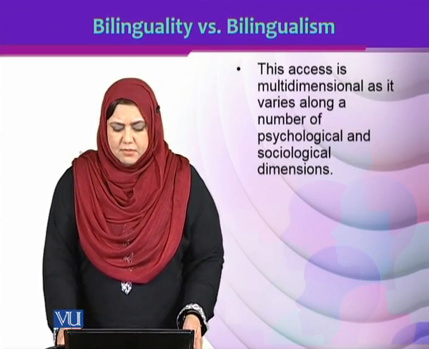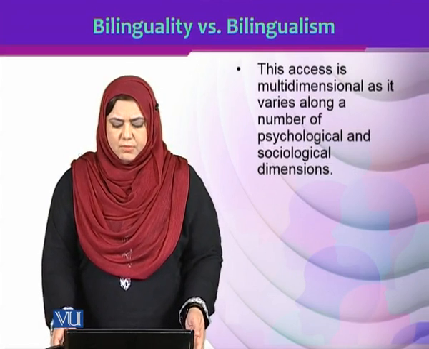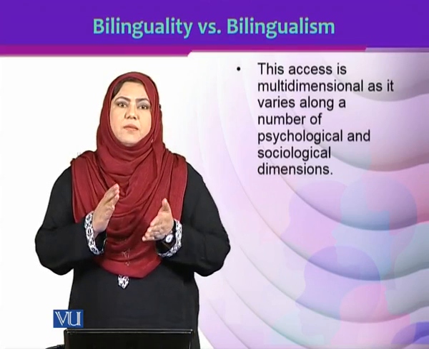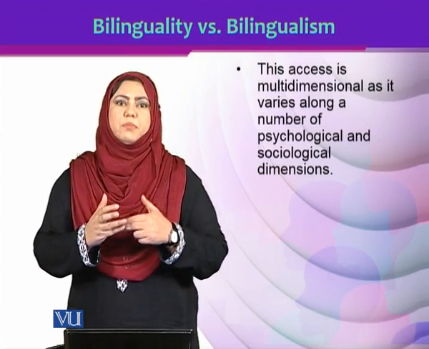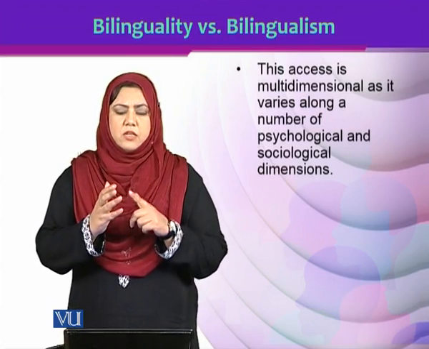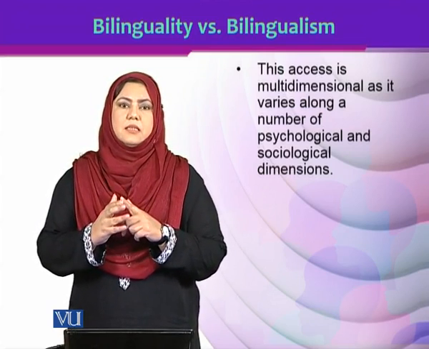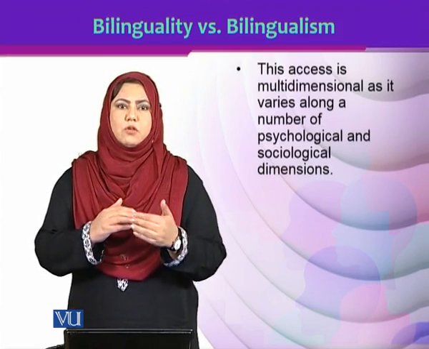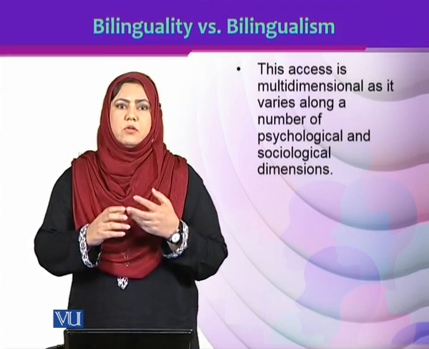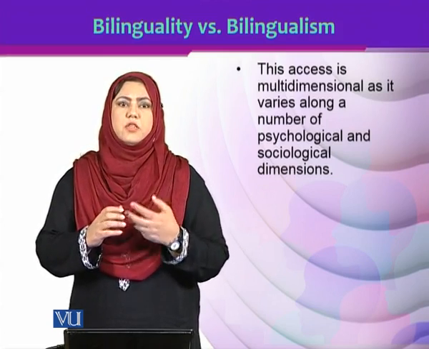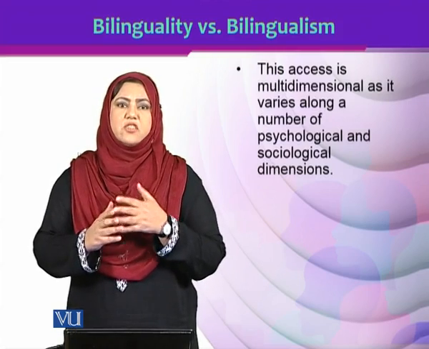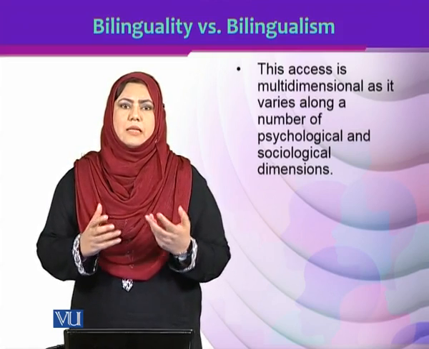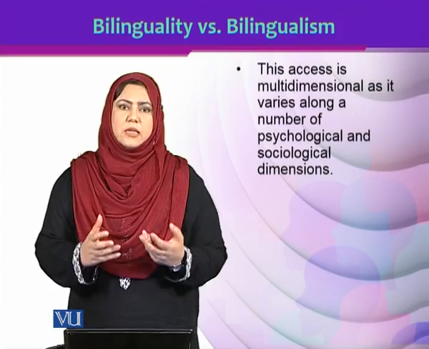This access is multidimensional as it varies along a number of psychological and sociological dimensions. This would vary in two ways. A, it would vary from person to person, individual to individual. So individuals A, B, C, and D, each one of them would have varying degrees of not only the knowledge of, but also the desire of using different combinations of codes, or the codes that are available as more than one code, for the purposes of communication in social life.